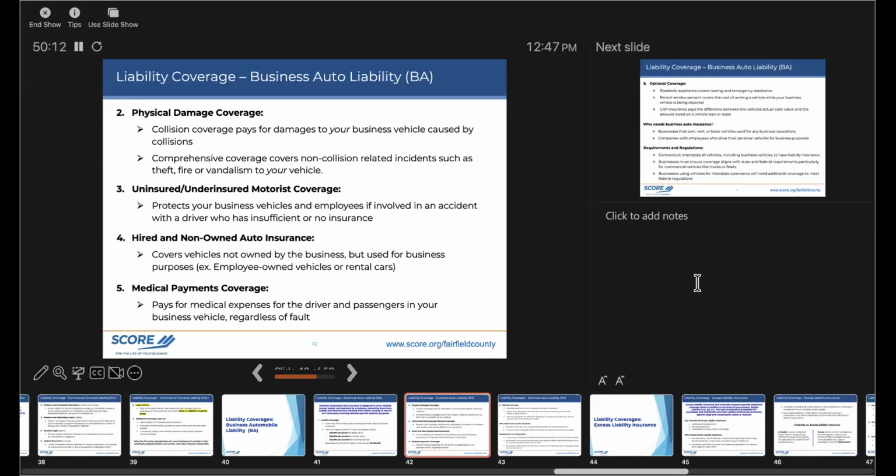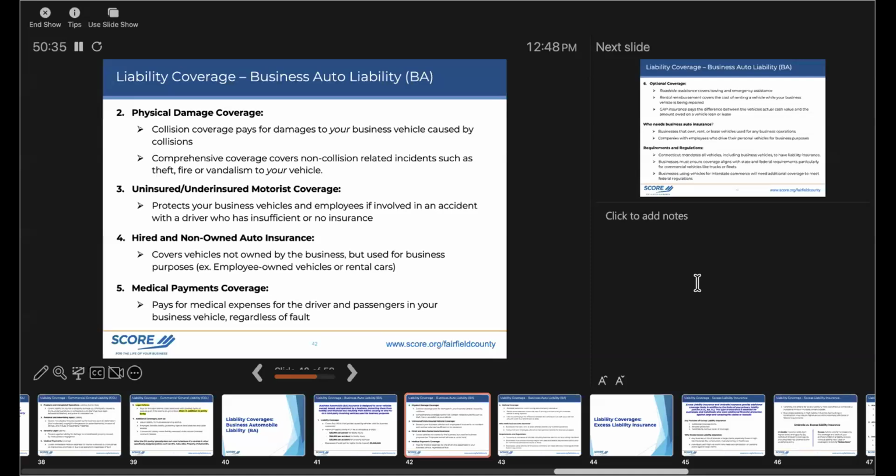Hired and non-owned auto insurance covers vehicles not owned by the business but used for business purposes, such as employee-owned vehicles or rental cars. So even though you don't own any vehicles, if you send an employee out to Sheboygan to see a client and they rent a car, this policy would offer coverage as long as they have a rental contract.